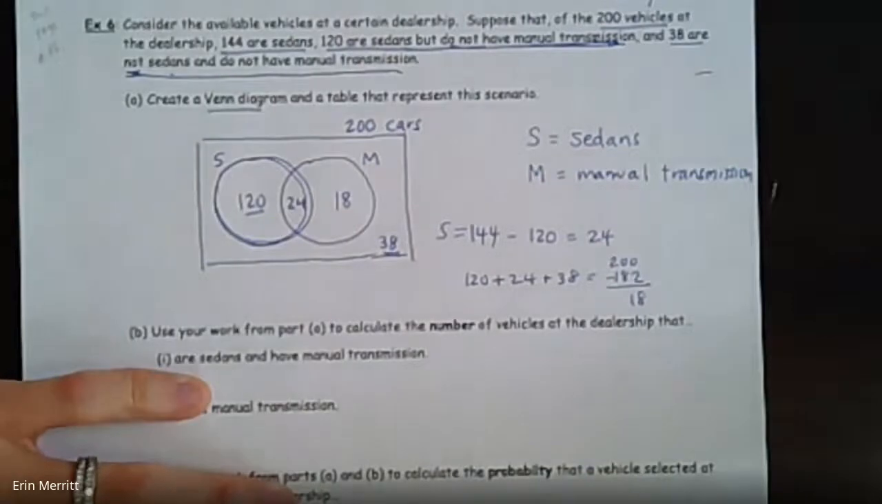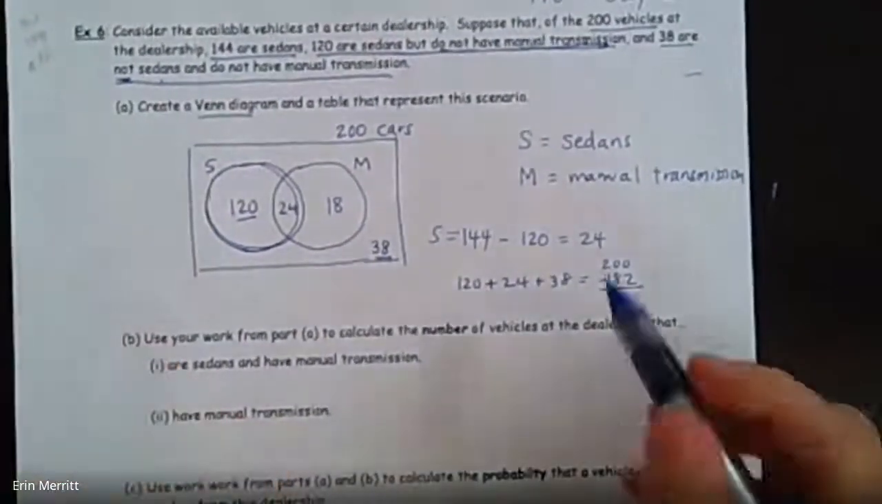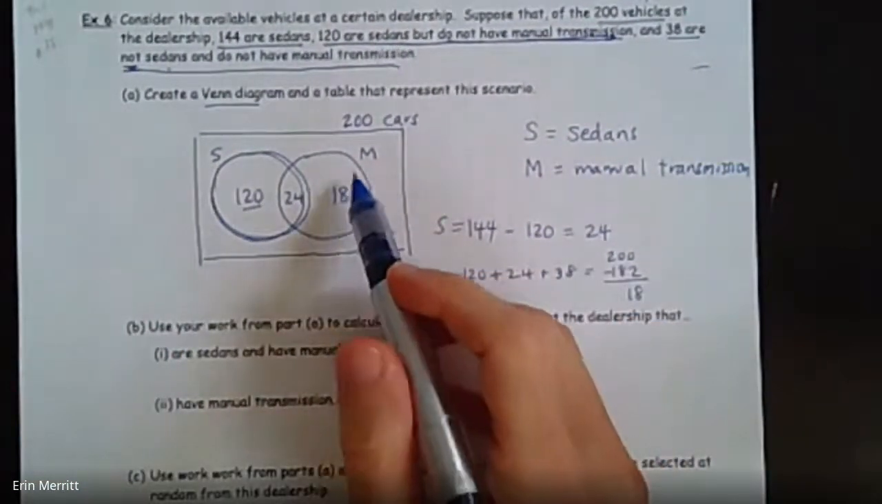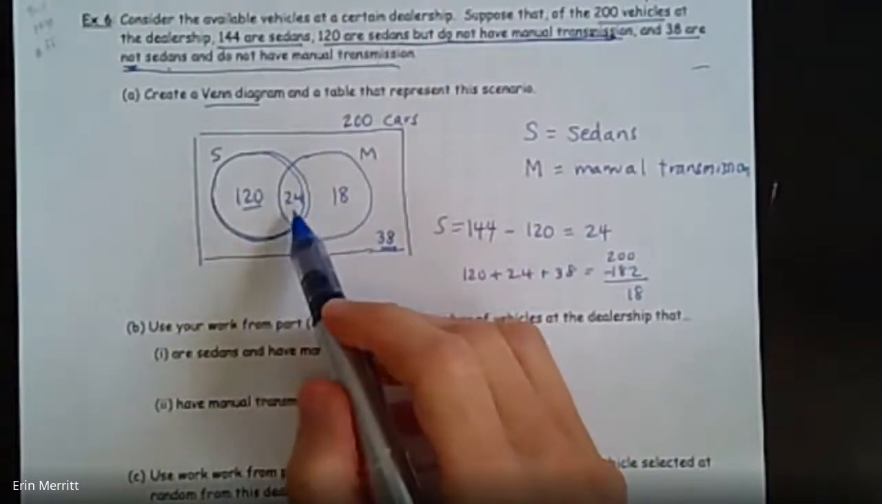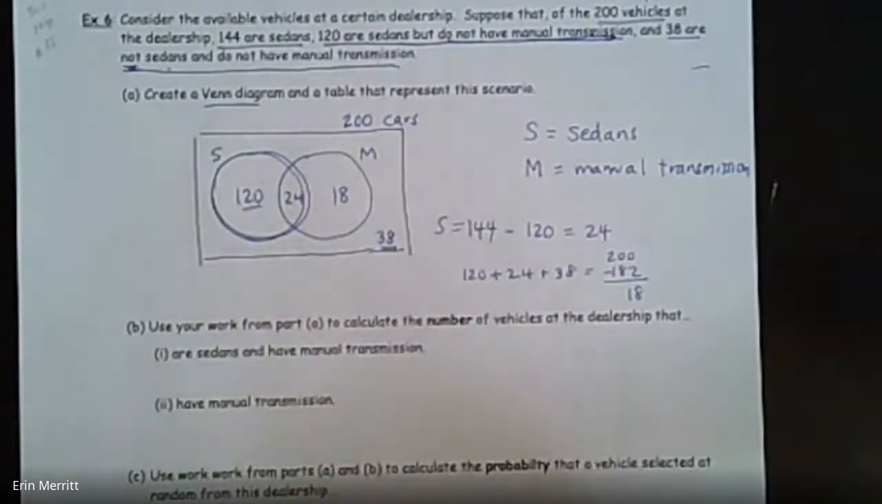And so when you take that difference, that leaves you with 18. And so that 18 has to be the cars here that have manual transmission, but they're not sedans. So there's some other type of car, SUV, van, whatever.